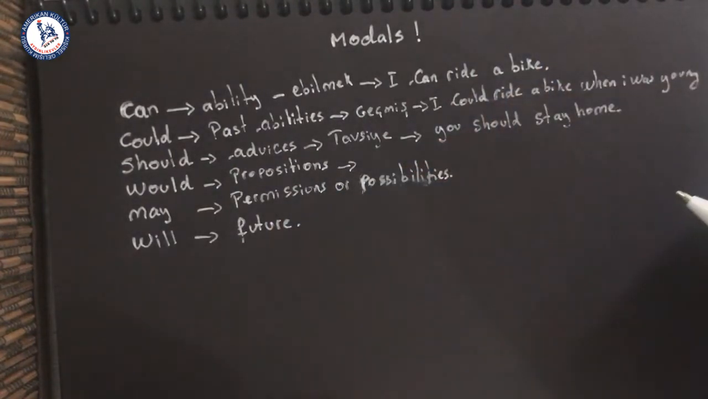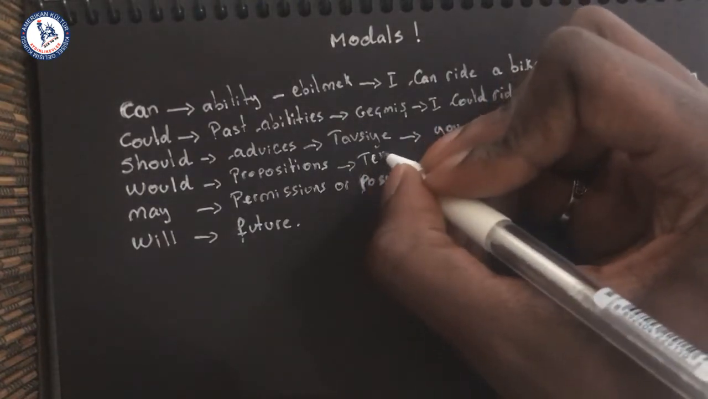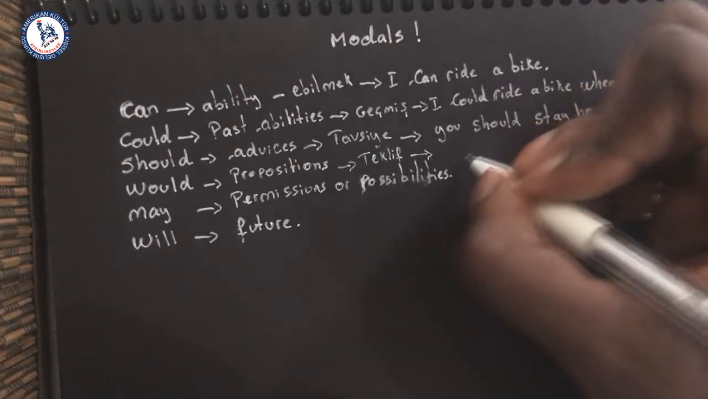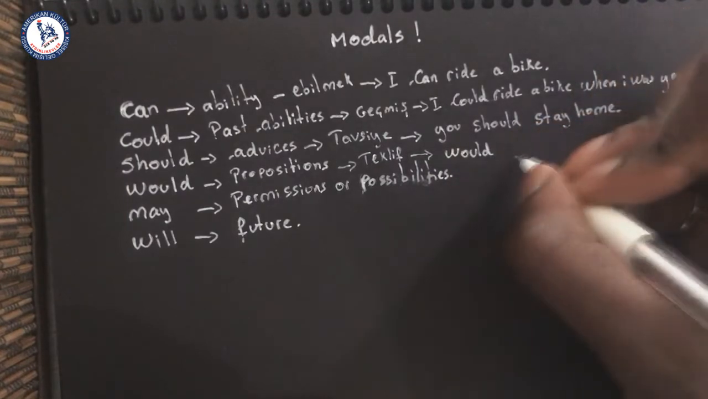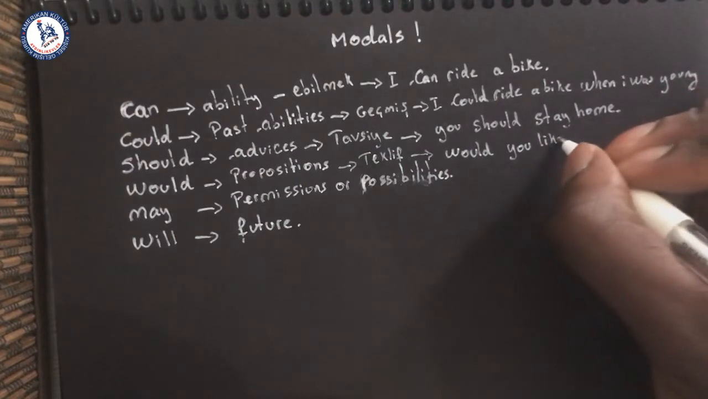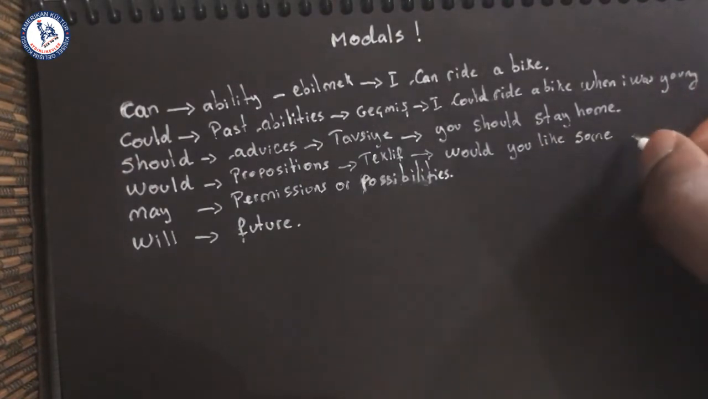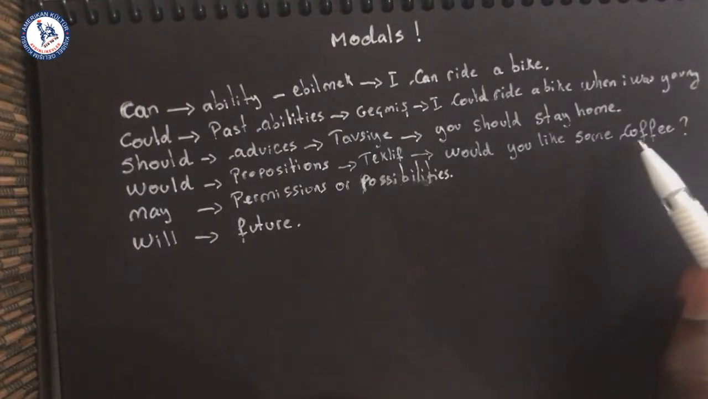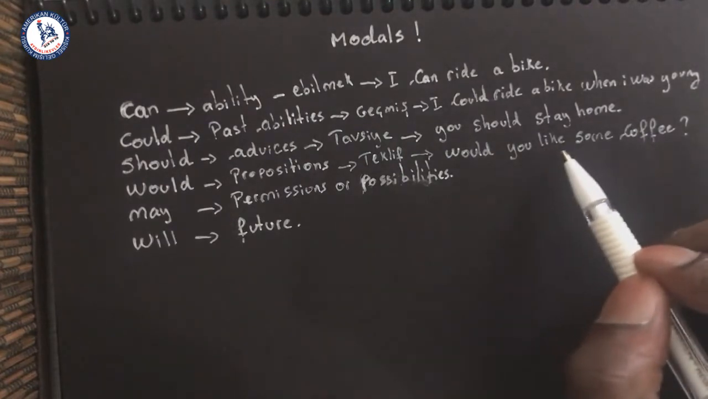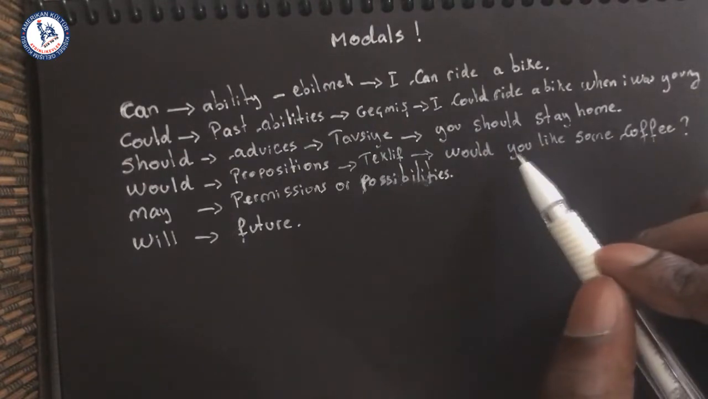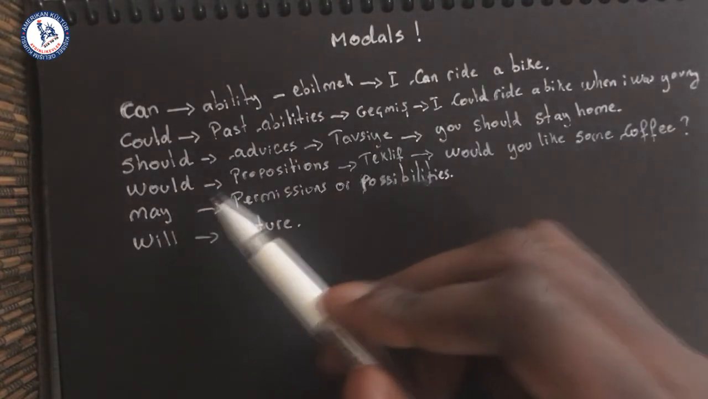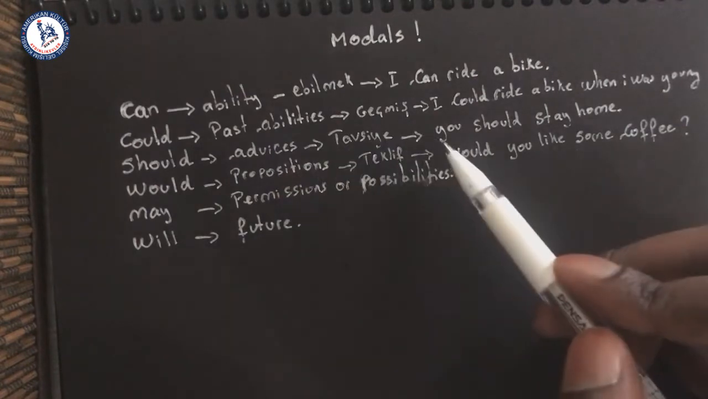Propositions in English means teklif in Turkish. For example, we will say would you like some coffee? Some coffee means kahve. You like means istemek. With would it will be kahve ister misiniz because of the you. So would is used for propositions, and a proposition means teklif in Turkish.